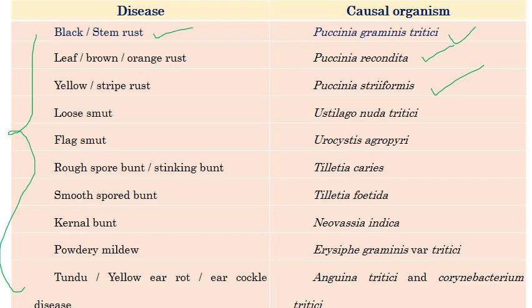Flag smut is caused by Urocystis agropyri; rough spore bunt or stinking bunt, Tilletia caries; smooth spore bunt, which is caused by Tilletia foetida; and kernel bunt is caused by Neovossia indica. Powdery mildew is caused by Erysiphe graminis tritici. Tundu disease, or yellow slime, yellow rot or yellow ear cockle disease, is caused by Anguina tritici or Corynebacterium tritici, which is a nematode disease. Now we will see each and every disease in detail.